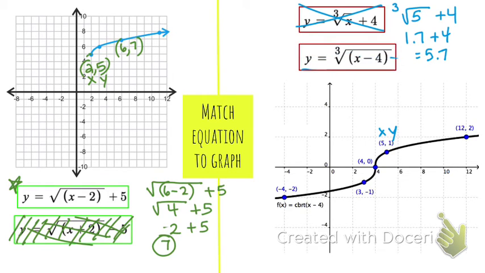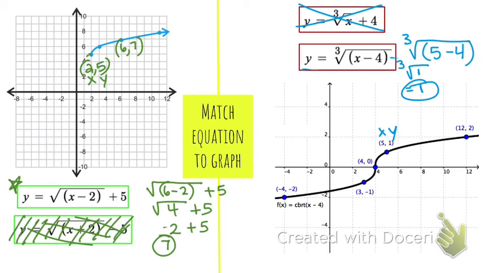So now let's look at the next equation. Let's substitute 5 in for x and see if we get 1. Yes, we do. So we know that this is the equation of this graph on the right.